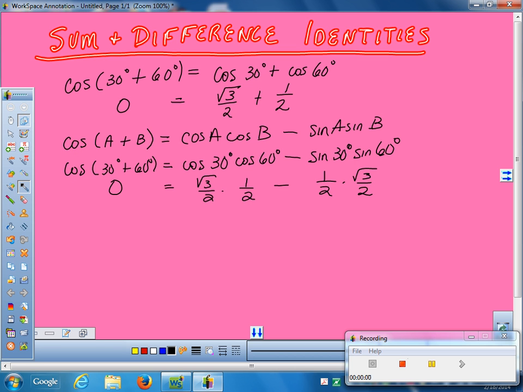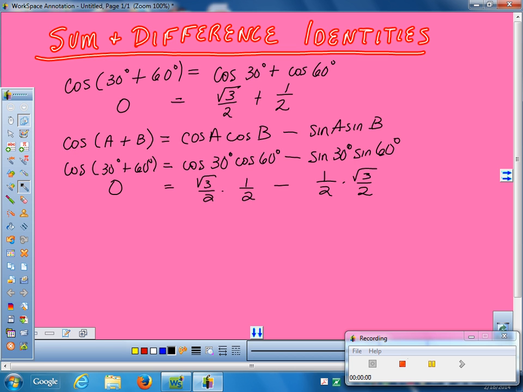It's always the opposite sign. If you're subtracting, then the identity will have a plus sign in the middle. So those two, it's just the opposite sign. The cosines always come first. The sines always come second.